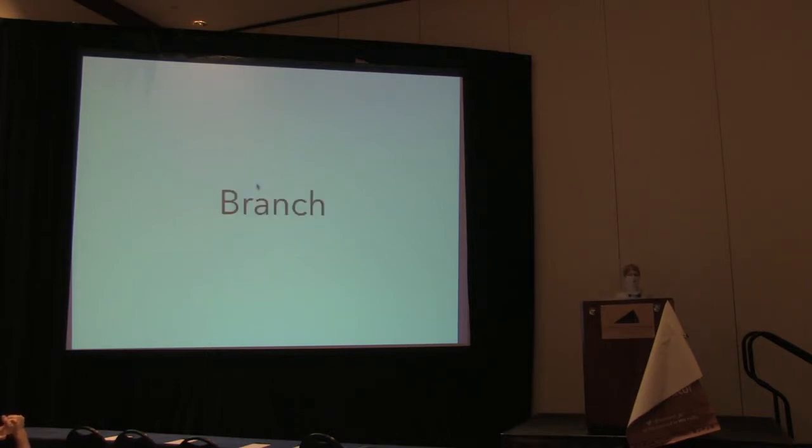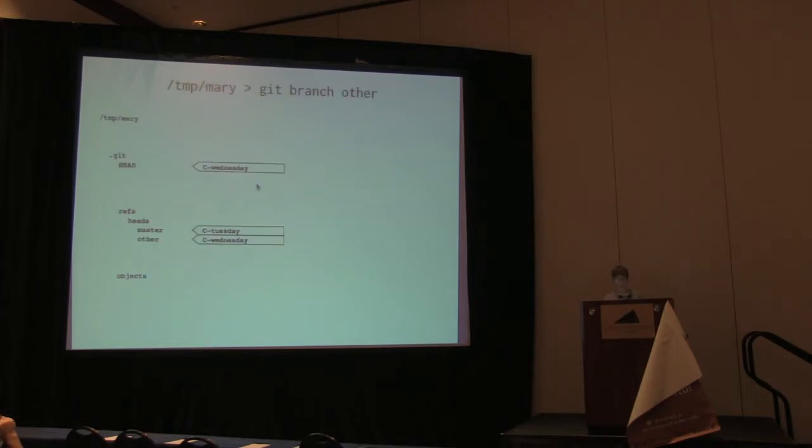How do we get out of this situation? Well, we can just branch. So we've done some useful work. We've made the Wednesday commit, which is great. But we need to point a branch at it so that we can save it away. So we just do git branch other. So what branch does is it just creates a branch. It doesn't check anything out or anything weird. It just creates a branch.